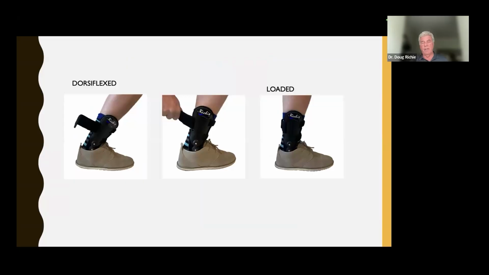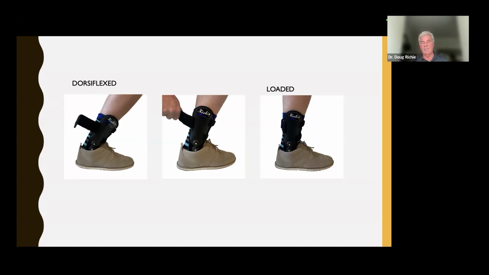The brace works in a very simple way. It has these spring-like hinges, and the brace is applied to the ankle in a dorsiflexed position. Once the brace is tightened down with a posterior strap and the patient stands upright, there's tension applied to the springs. And the minute the patient lifts the foot off the ground, the brace pulls the foot into dorsiflexion passively during the swing phase of gait. Very simple mechanism and very effective.